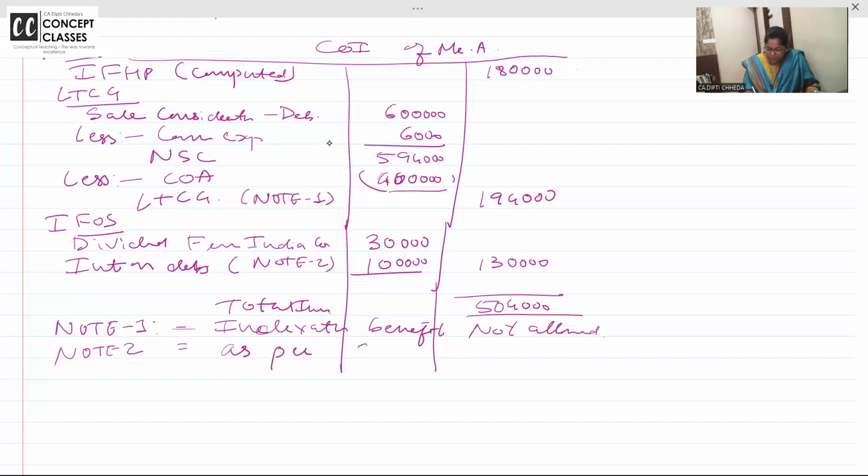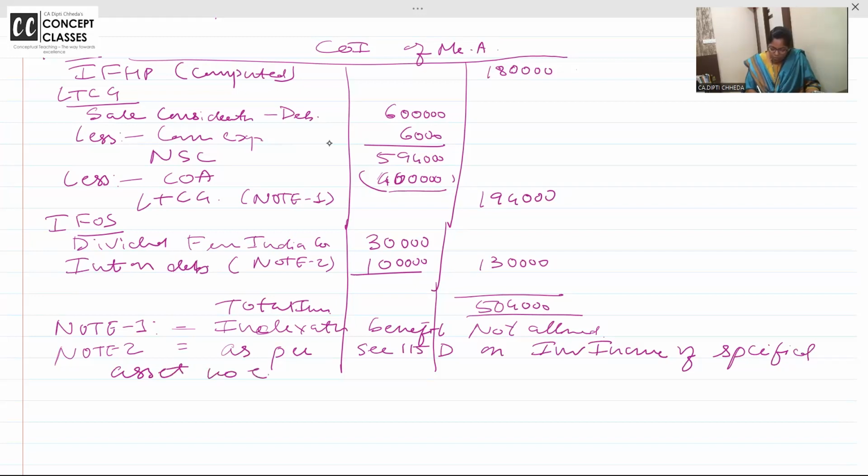As per section 115D, on investment income of specified asset, no expenditure is allowed. Are you all with me? As per 115D, on investment income of this kind, no expenditure is allowed.